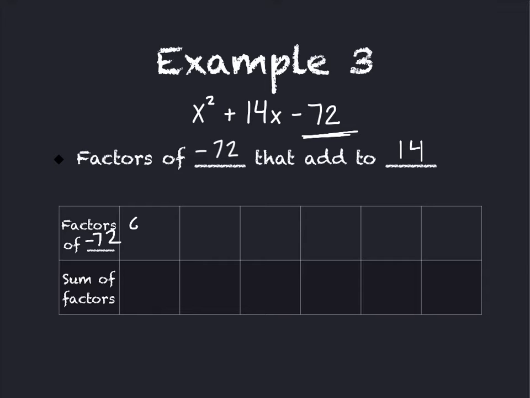6 times 12. It's a negative 72, so that means one of our numbers has to be negative. But when the number that we're adding for in the middle is positive, that means the bigger number is positive. So the other one has to be negative. So negative 6 and positive 12.